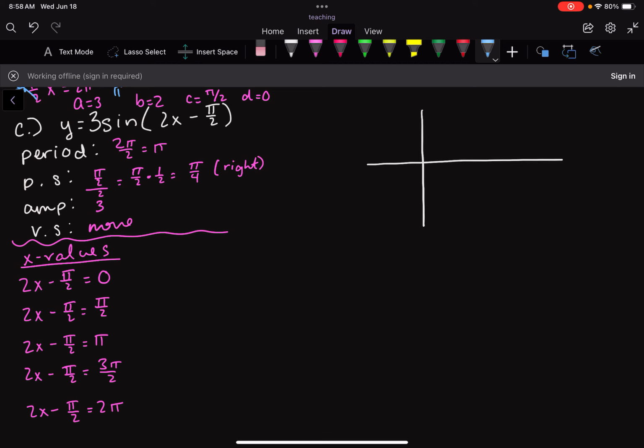I'm solving for x, so I'm going to add pi over 2 to both sides. And that's going to cancel it out over here. Simplify, this is going to give me 2x equals pi over 2. 2x equals 2 pi over 2.